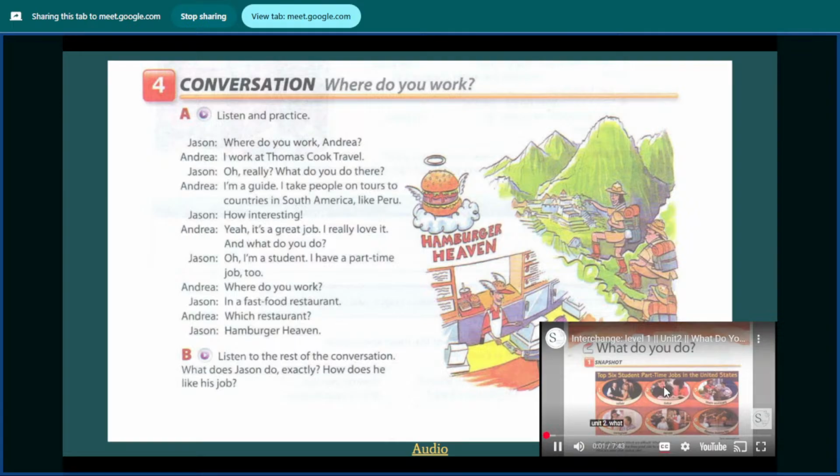Unit 2. What do you do? Page 9, Exercise 4. Is it audible to you? Yes.